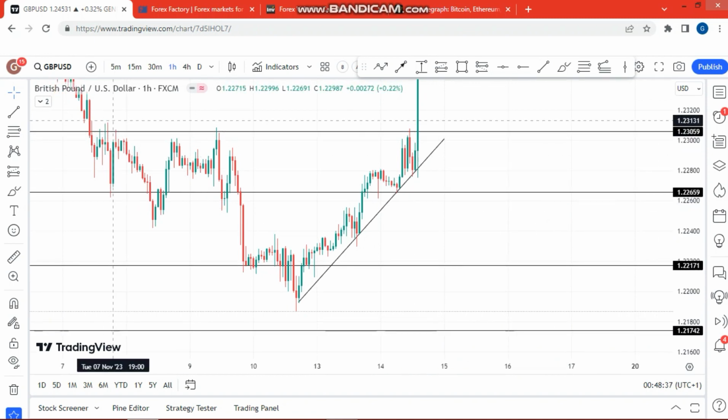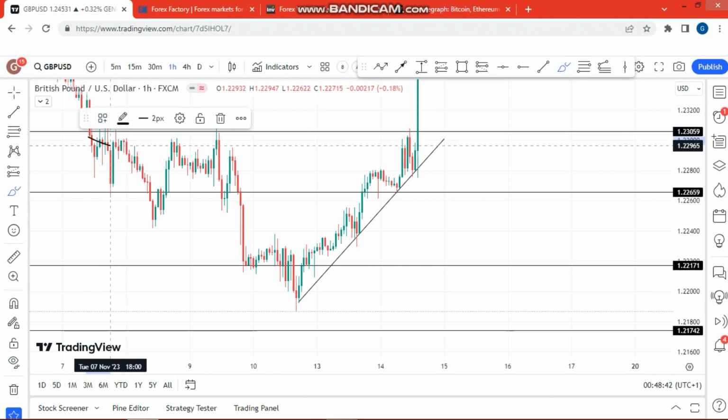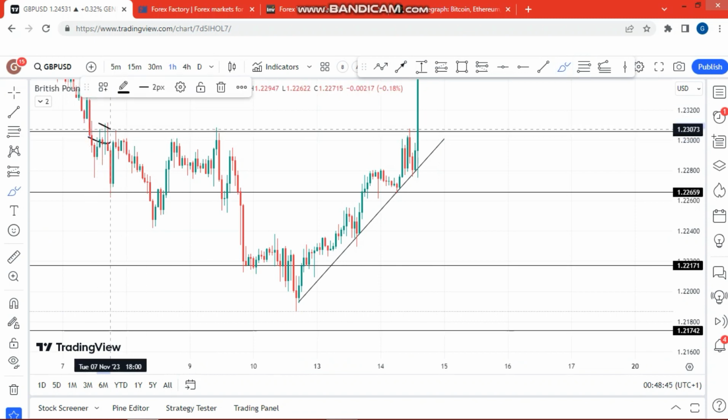You see, these are areas of peaks. These are peak areas right here. Peak area right there. You see, these are peak areas. These also are areas of peaks.